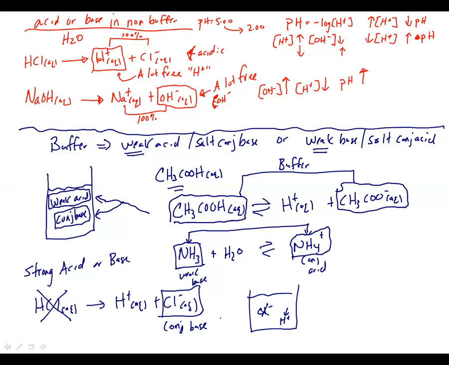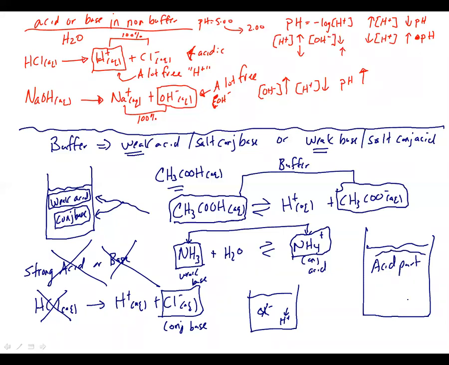So that is why you cannot have a buffer that is made up of a strong acid or a strong base. It has to be the weak acid or weak base, because that's going to set up in that solution an acid part and a base part. So that will essentially, like we had, set up an acid part that's in that solution and a base part. And that's really important for how a buffer is able to maintain the pH, because it has both of those parts in there.